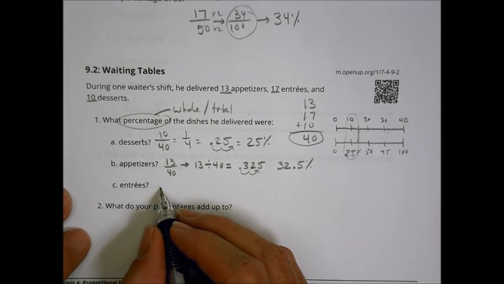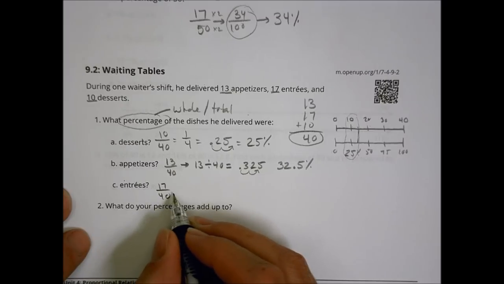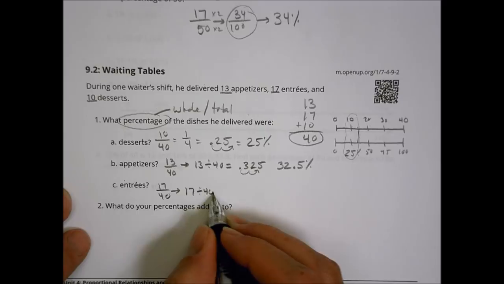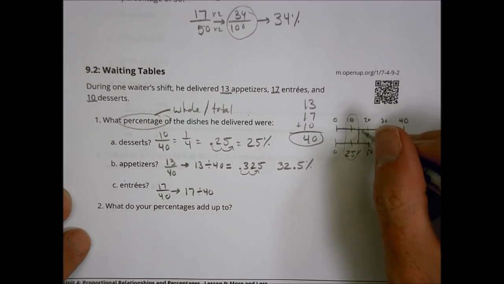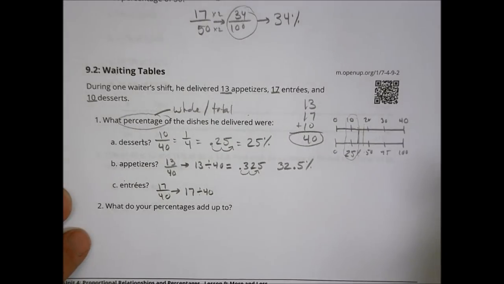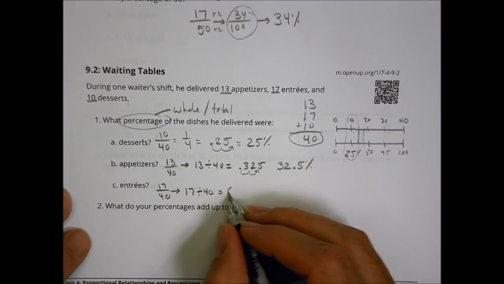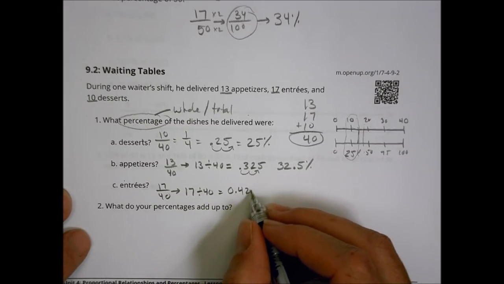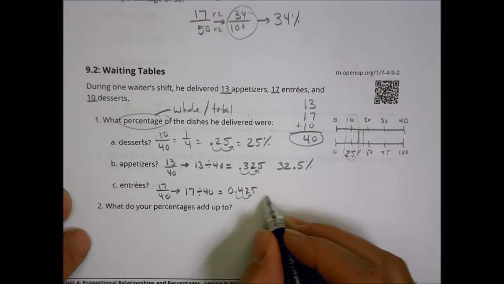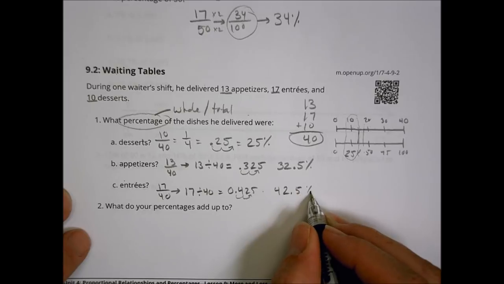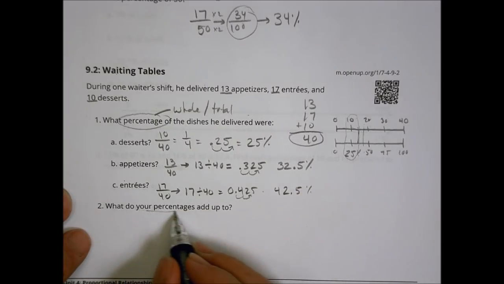For the entrees, the same idea. We'll do 17 out of 40, and we would just turn that into a division problem, 17 divided by 40, because looking here, 17 is not on my number line very clearly. It's going to be a little closer to 50 than it is 25, somewhere about there, but I don't have a precise number there. So 17 divided by 40 ends up being 0.425. Move that decimal over two places, and we end up with 42.5%.